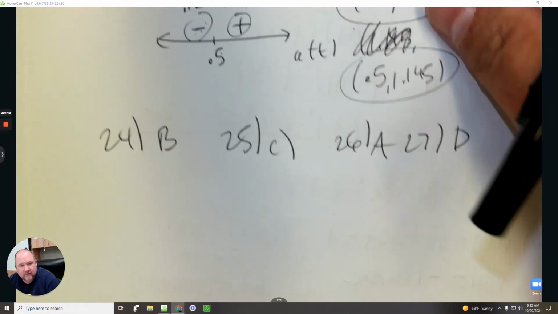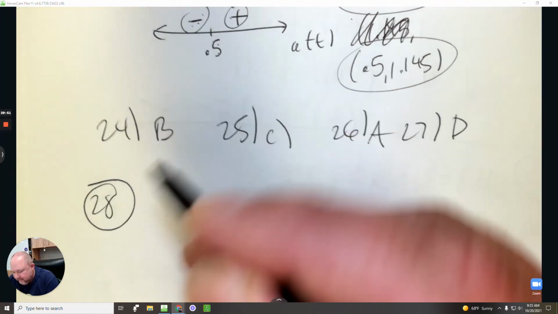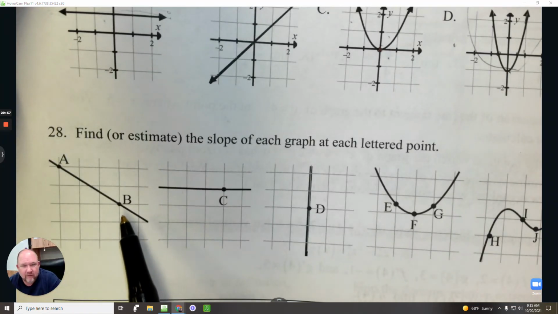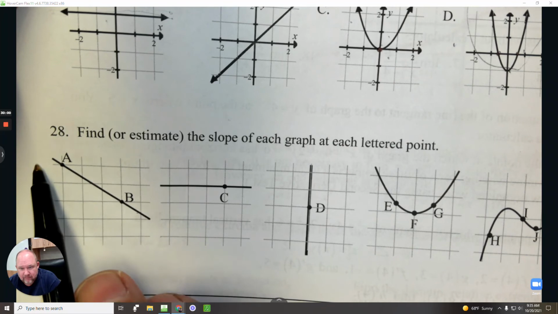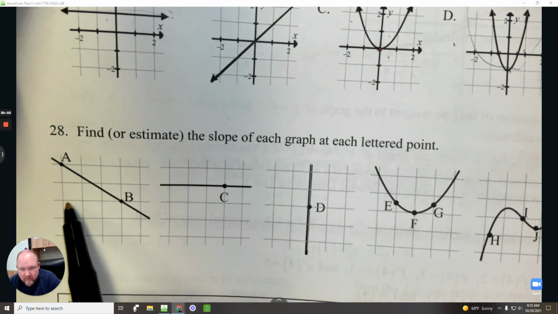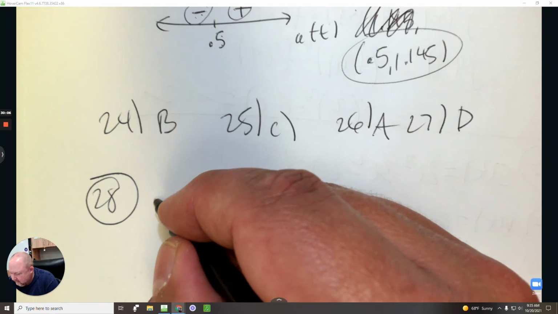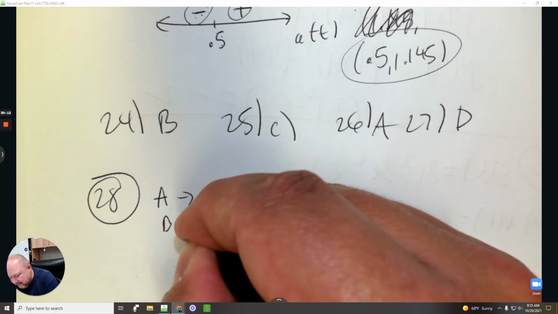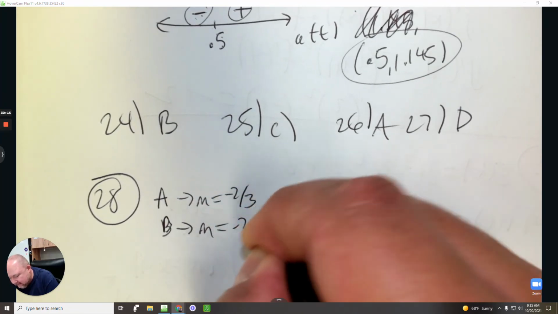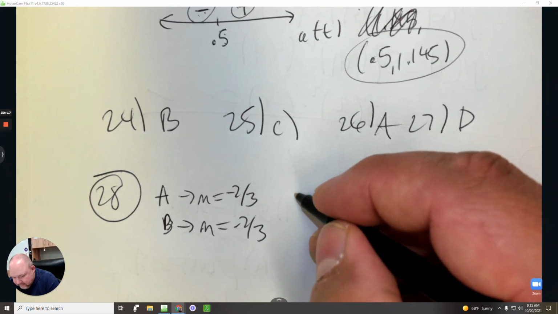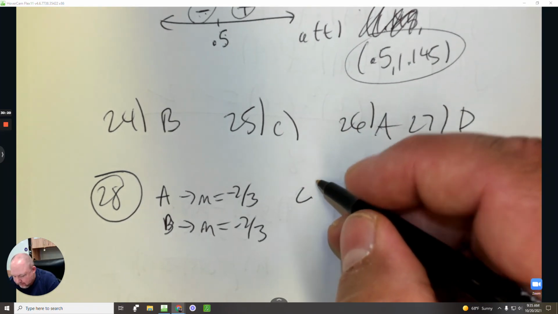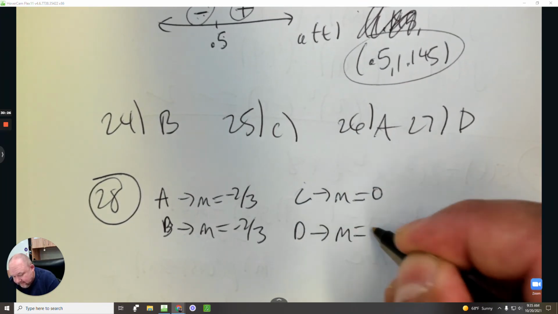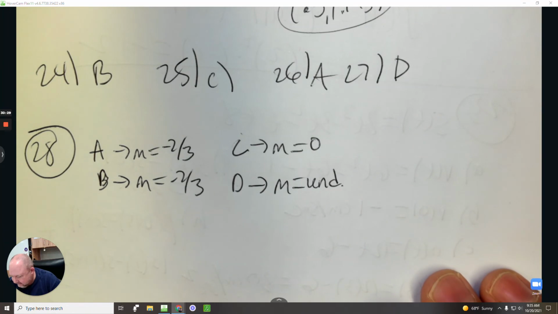And then the last question, number 28. Can you estimate slope off a graph? Or can you find it? So what's the slope here? Find it. A and B are both on the line with the same slope. Go down 2 and to the right 3. So A, the slope is negative 2 over 3, and B has the same slope because it's on the same line. C is on a horizontal line. A point on a horizontal line, the slope is 0. D is on a vertical line. The slope of a vertical line is undefined.